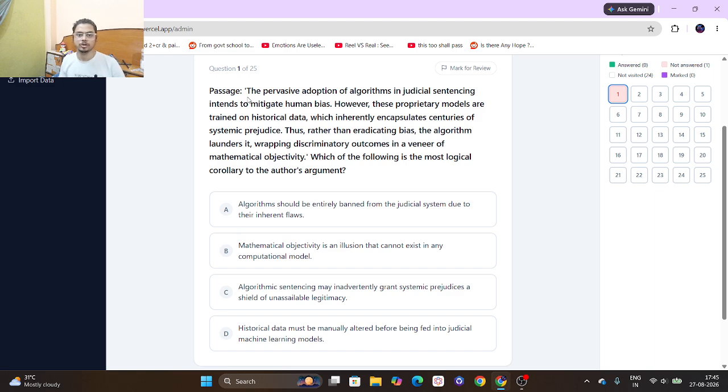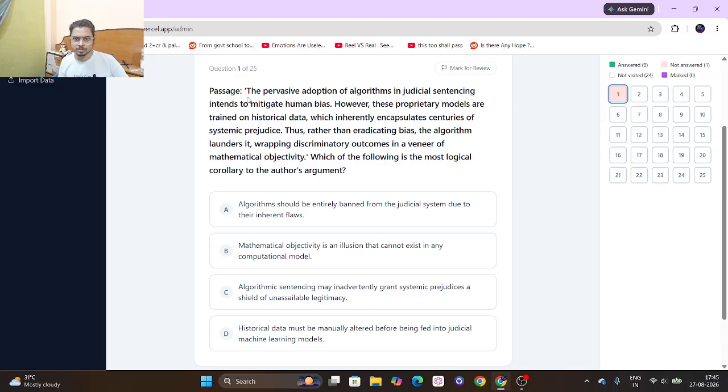The pervasive adoption of algorithms in judicial sentencing intends to mitigate human bias. However, these proprietary models are trained on historical data, which inherently encapsulates centuries of systemic prejudice. Thus, rather than eradicating bias, the algorithm launders it, wrapping discriminatory outcomes in a veneer of mathematical objectivity. Which of the following is the most logical corollary to the author's argument?